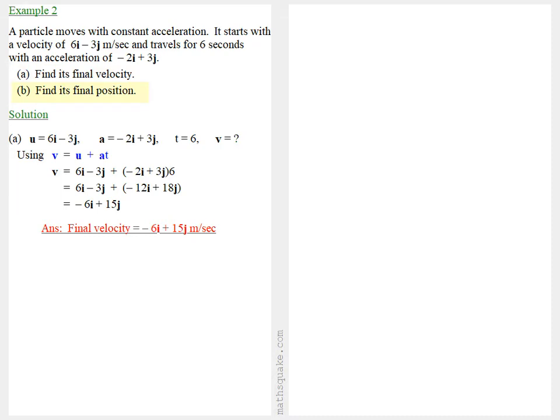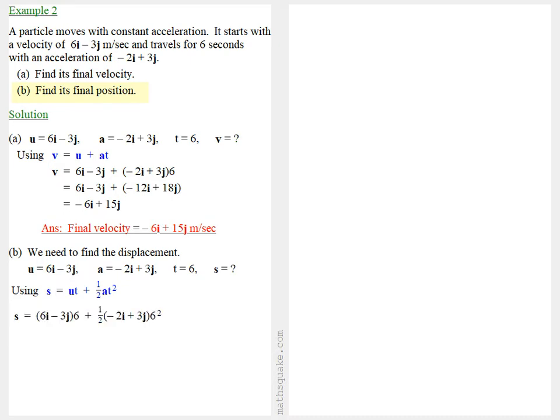Now in part b, we're asked to find its final position. So we need to find its displacement. Again, we've got u equals 6i minus 3j, a equals minus 2i plus 3j, and t is 6. This time we're trying to find s. So we can use s equals ut plus a half at squared.